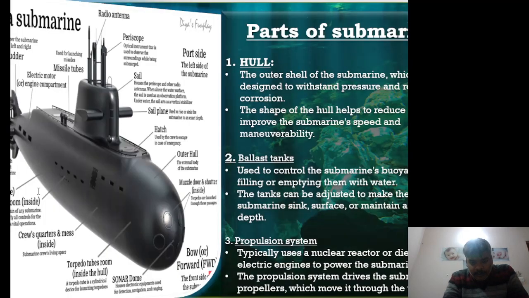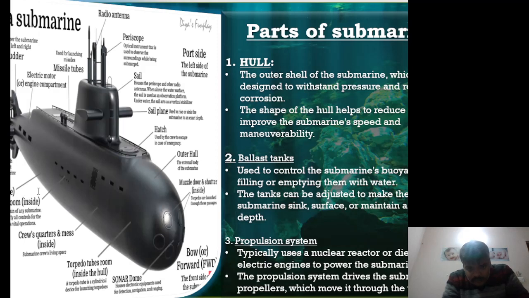So these are the parts of the submarine. The first part is the hull, the outer shell of the submarine, which is designed to withstand pressure and resist corrosion. The shape of the hull helps to reduce drag and improve the submarine's speed.